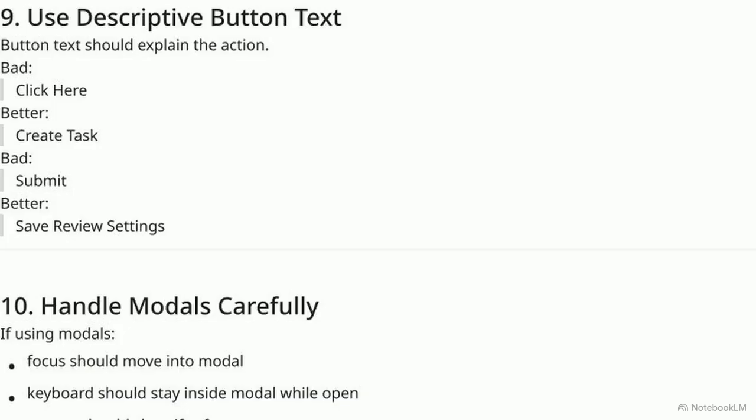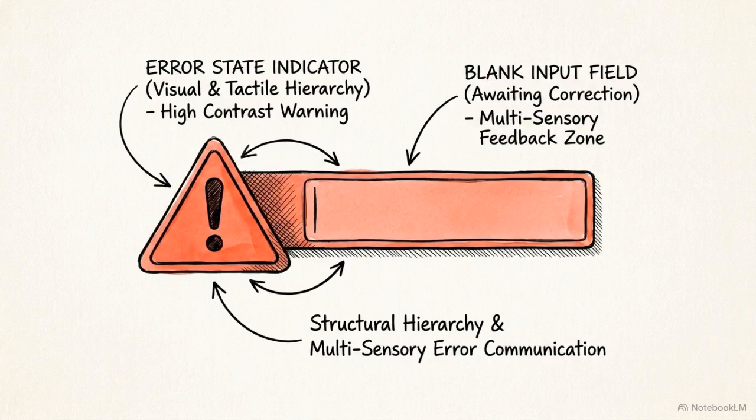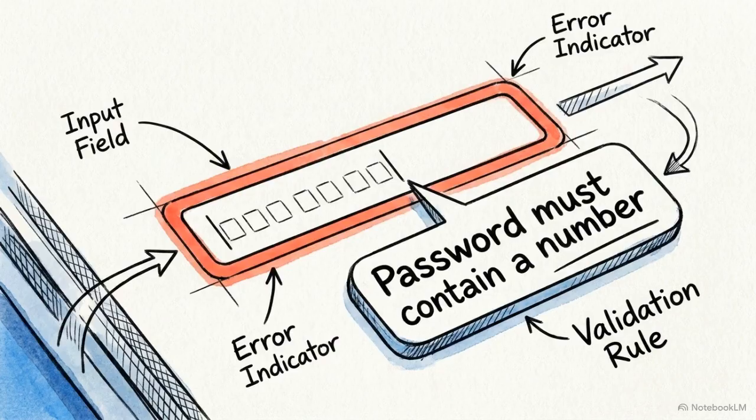The calls to action must be equally clear. As this guide illustrates, vague terms like click here or submit should be replaced with exact descriptions of the action, such as save review settings. When a user inevitably makes a mistake, error messages must be highly specific, tell them how to fix the issue, and appear directly next to the relevant input field.